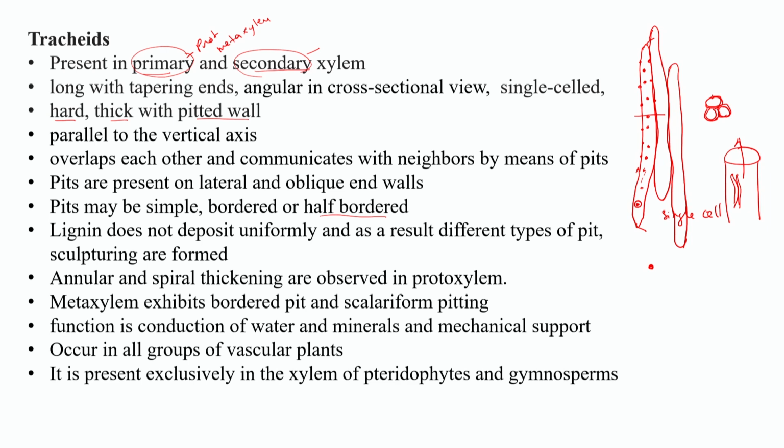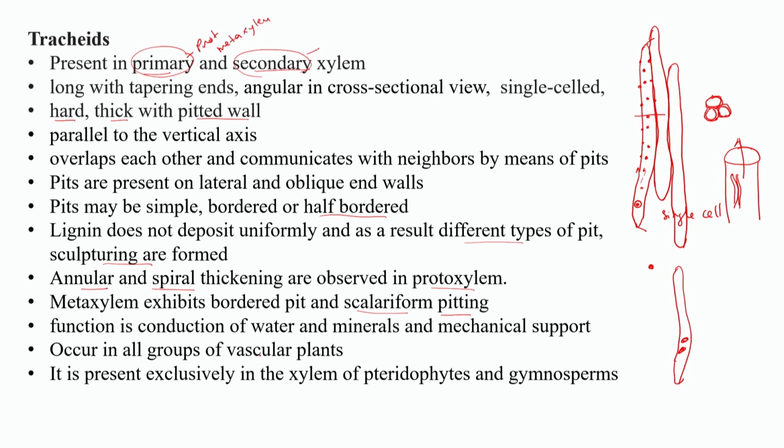Lignin will not be deposited uniformly, as a result different types of pit sculpturing will be there. So, that also we have studied, like annular and spiral thickening, which will be observed in protoxylem, and then scleriform or reticulate pitting form, which will be found in metaxylem. Scleriform pitting, actually this is not the deposition. When we talk about scleriform pitting, it means ladder-like pits will be observed.